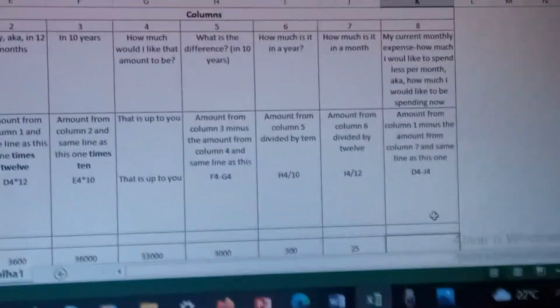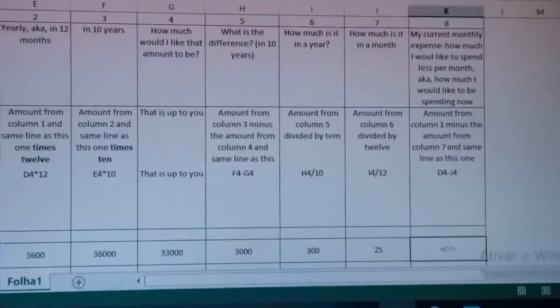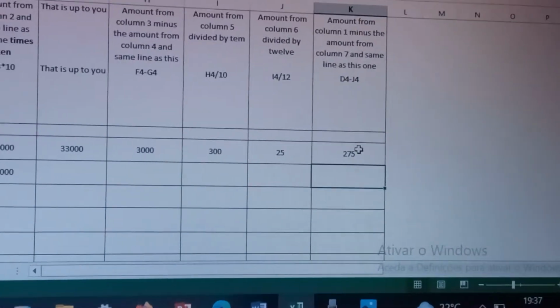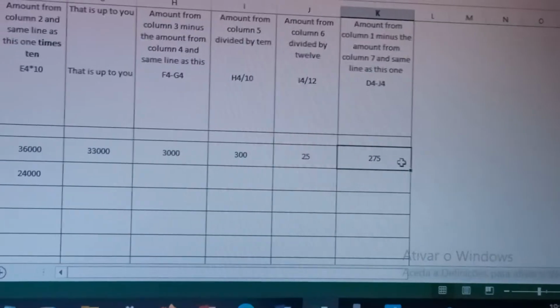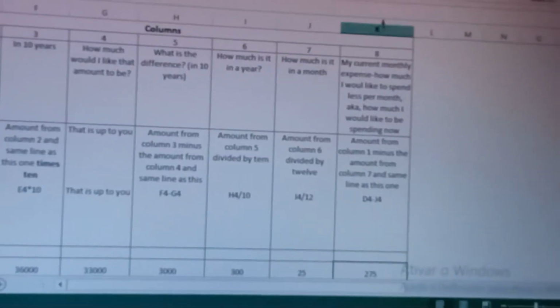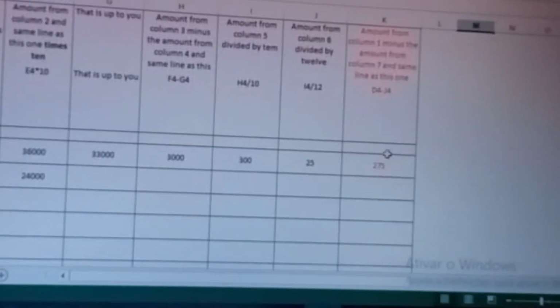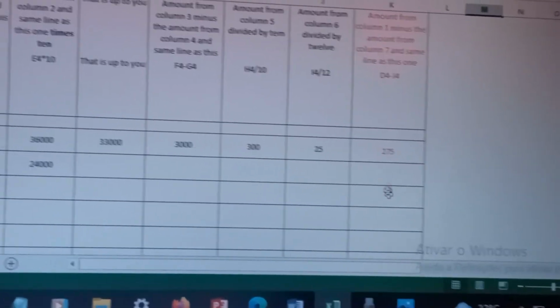Okay, so let's go back to try and make it. It's the amount from column 1, how much I spend per month, minus the amount from column 7, how much will I be saving in a month if I reduce that? And this gives me how much I should be spending per month. So this, in a way, is my desired outcome. This is what I want. This is the amount I want. This is what's going to be my yearly budget, what I want my yearly budget to be.